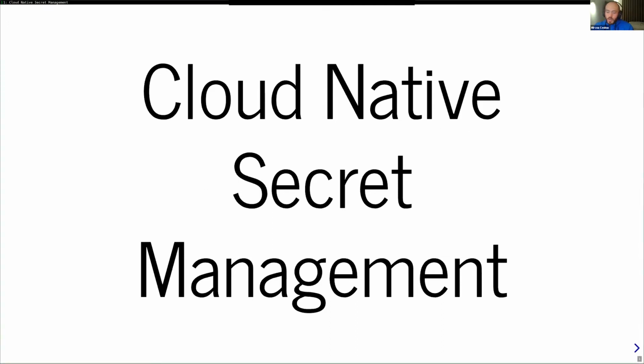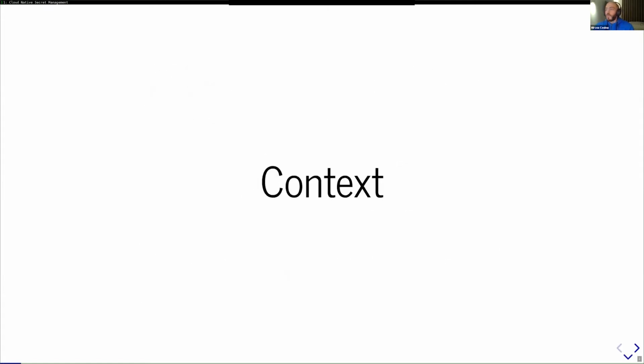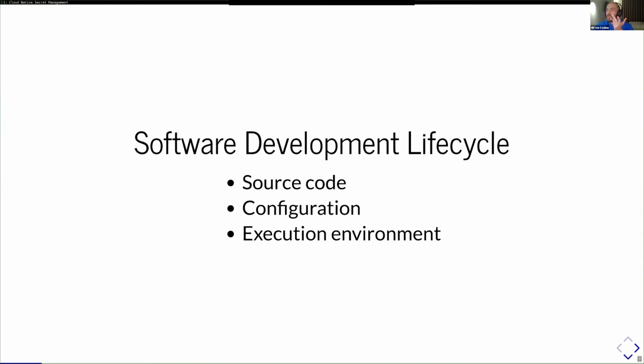Now, because the title is so vague and broad, I'm going to have to narrow it down a little bit. So what we're focusing on is the following steps in the software development lifecycle: the source code, the configuration of the application, and the execution environment. I'm mostly not going to talk about the source code of the application itself, but the way it's managed. And with configuration, I will focus on the sensitive information like credentials, certificates, etc. And when it comes to the execution environment, we're talking about Kubernetes.